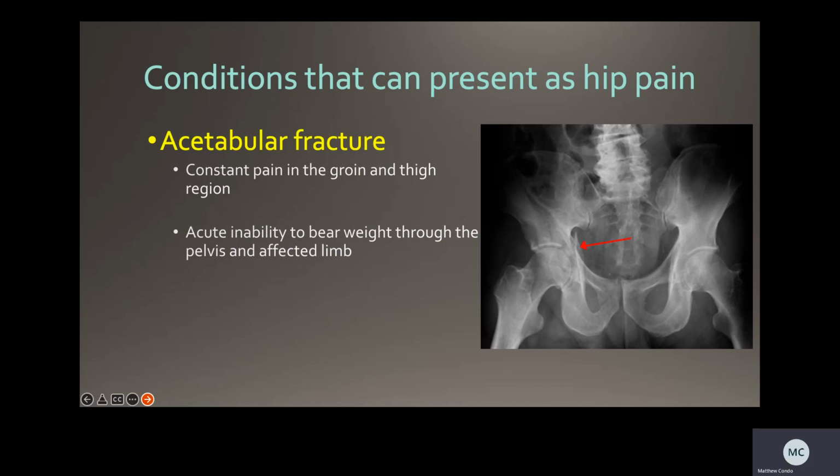And then again, a lot like our avascular necrosis, a lot like our other hip pathologies, there's an acute inability to bear weight through the pelvis and the affected limb, right? So if someone cannot bear weight through their affected limb, we need to really be skeptical and careful about what could be going on with that person.